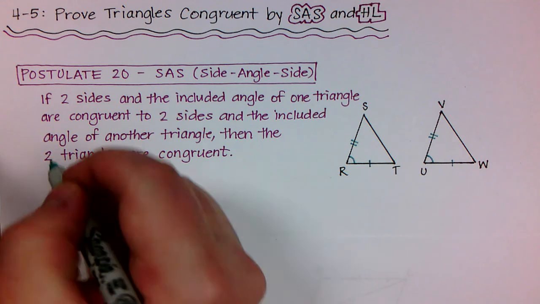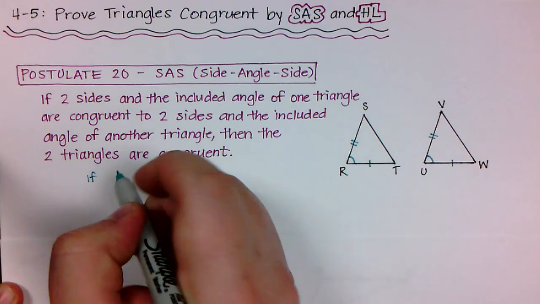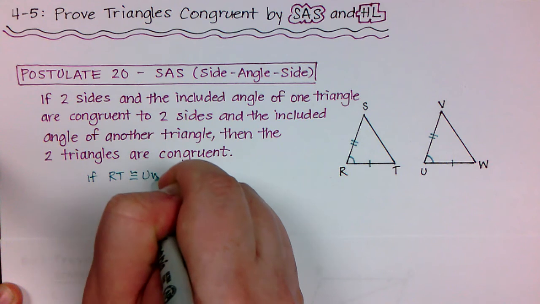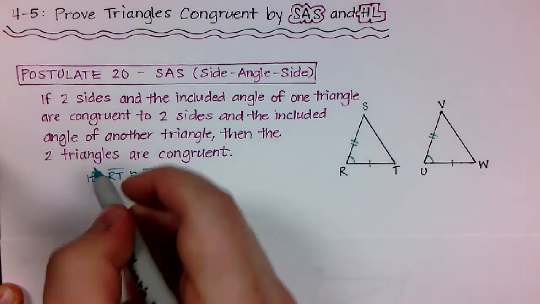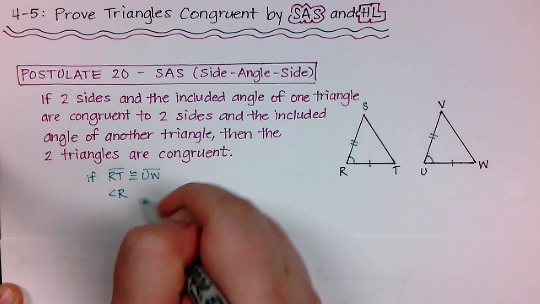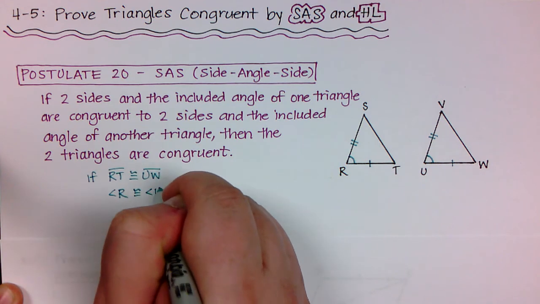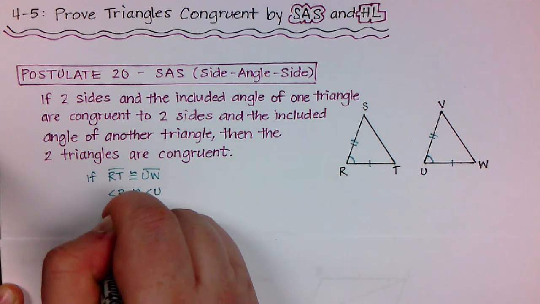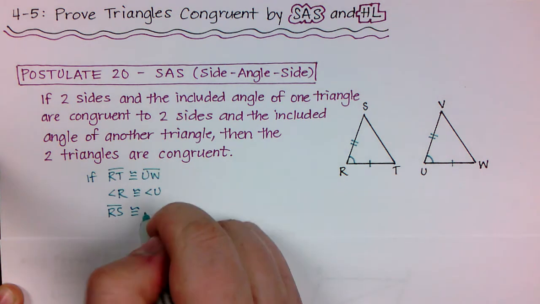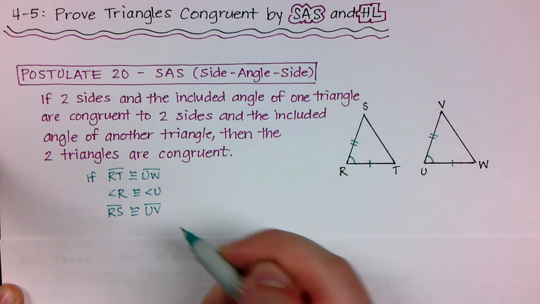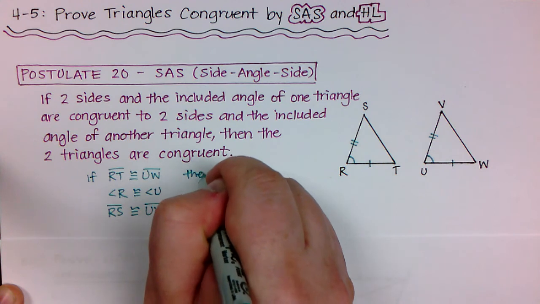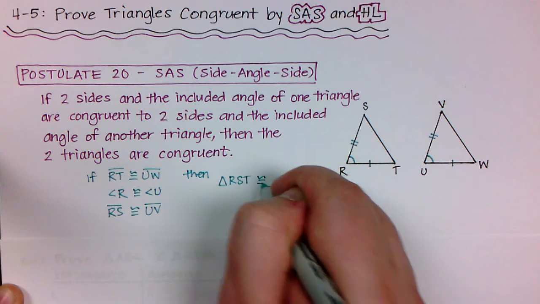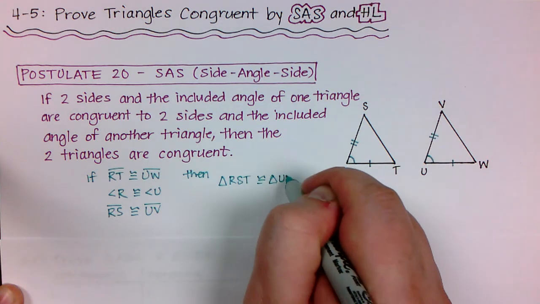So if I was going to write this out, the things that I need to be looking for are if, let's say, RT is congruent to UW, that's one of the sides, and also angle R, if that is congruent to angle U, that's the angle that's right in the middle of the two sides, and also if side RS is congruent to side UV. If I have all three of those things, then I can say that triangle RST is congruent to triangle UVW.